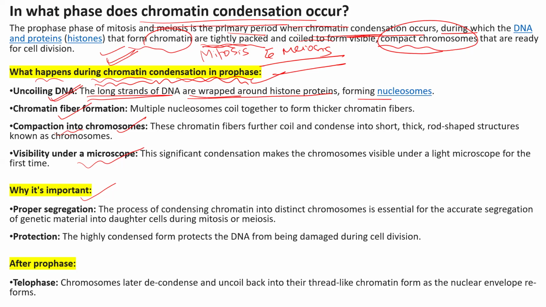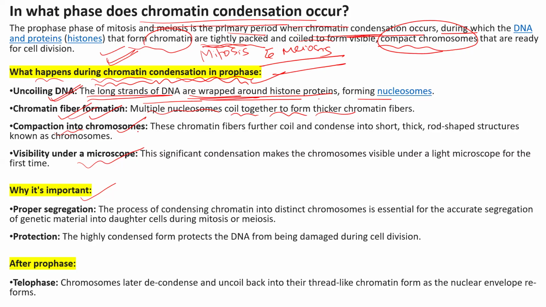For this also I will make a separate video. So the long strands of DNA are wrapped around histone protein and called nucleosome. Now the next stage is chromatin fiber formation. Multiple nucleosomes coiled together to form thicker chromatin fibers.